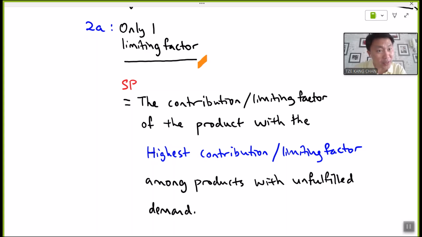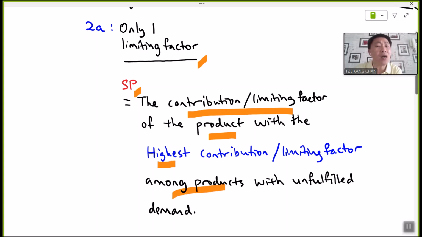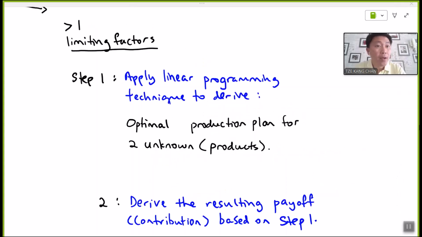As explained a moment ago, the value of shadow price is hence reflected by the contribution per limiting factor of those products that come with the highest contribution per limiting factor among those products that still contain unfulfilled or unsatisfied demand. That is exactly how the value of shadow price is determined for a single limiting factor. So here's the second scenario on type 1 decisions, where there is more than one limiting factor present.